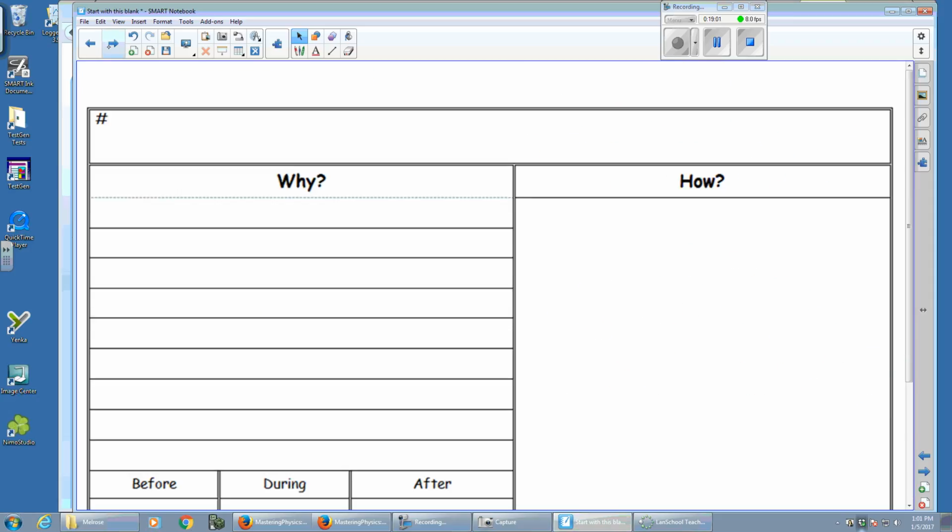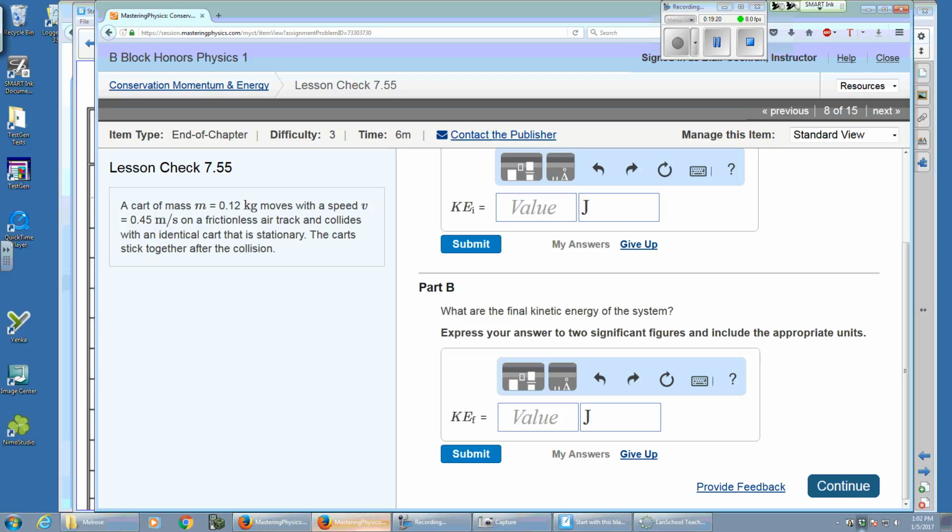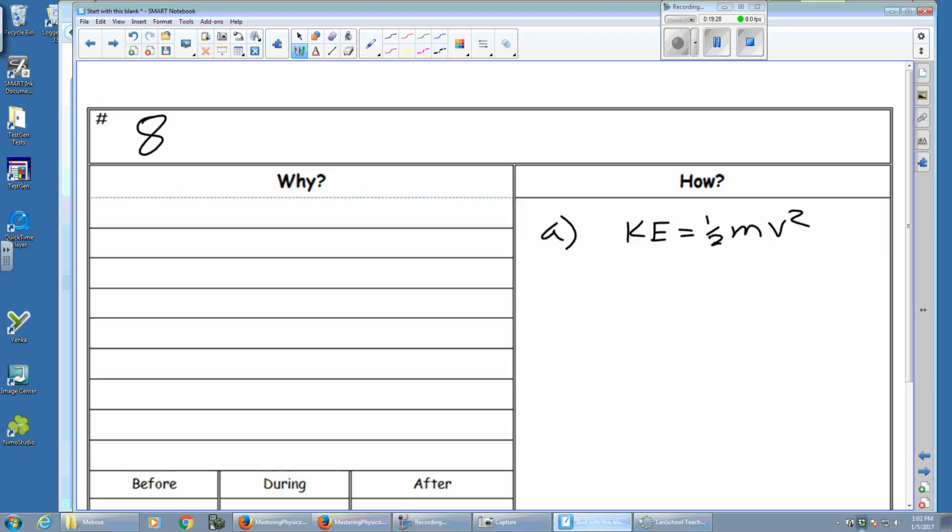So I'm going to move to here. This is number 8. For part A, kinetic energy is 1/2 mv squared. Be careful. No, they give it nicely. They give it to you in kilograms and meters per second. For part B, you're going to have to use momentum before equals momentum after.